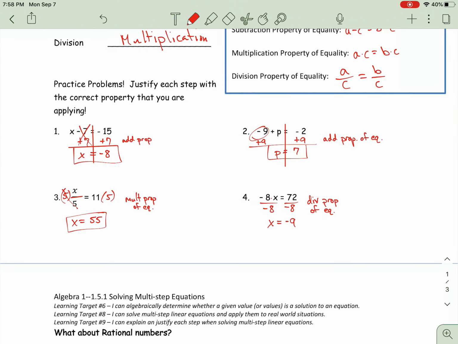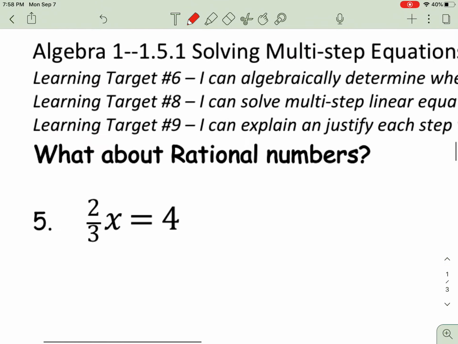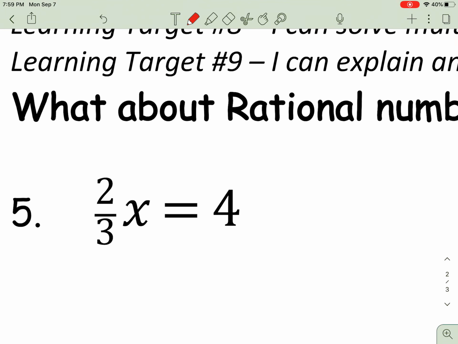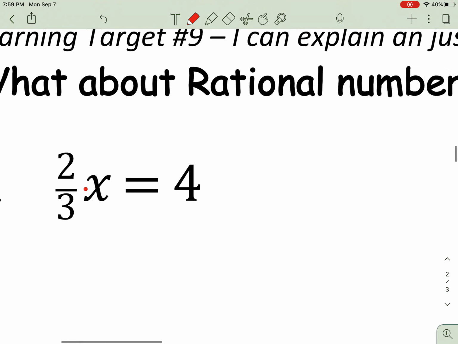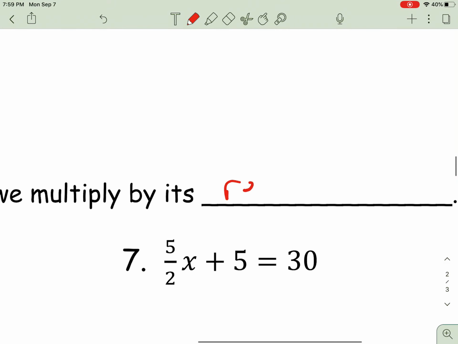So, what about rational numbers? Well, as you kind of just saw, we just divided by 5. A rational number is when you have a fraction. So it's very similar to division. What this is saying is that we have 2/3 times x, right? Well, if we wanted to do the opposite of multiplication, we would divide by 2/3. But that looks really complicated to divide 2/3 by 2/3 and do it again on this other side. So instead, we do something called multiplying by its reciprocal.